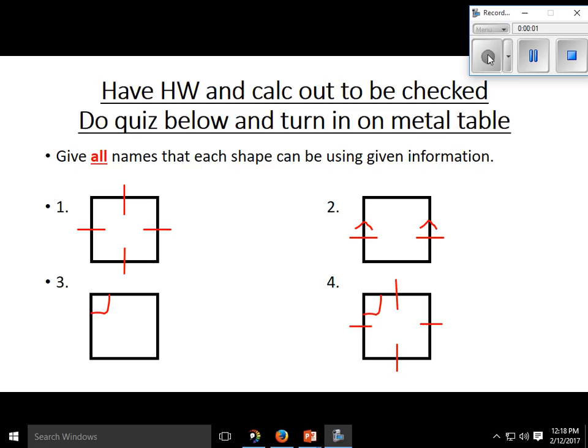This is the video for trapezoids and kites. And just real quickly, we're going to go over this quick quiz that you were supposed to take here at the beginning. Give all names that each shape can be using the given information. We look at this first one.